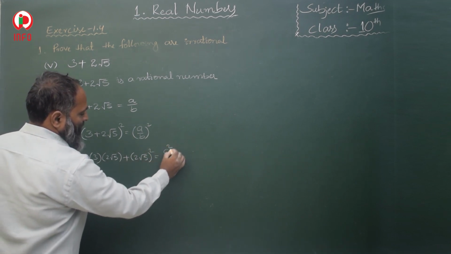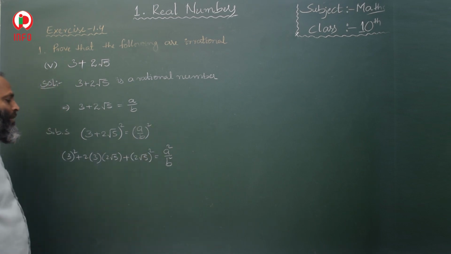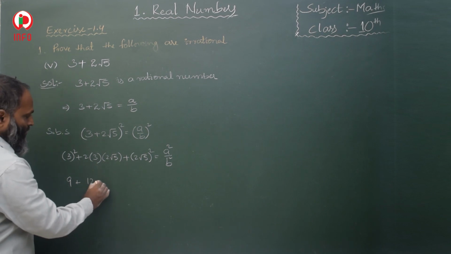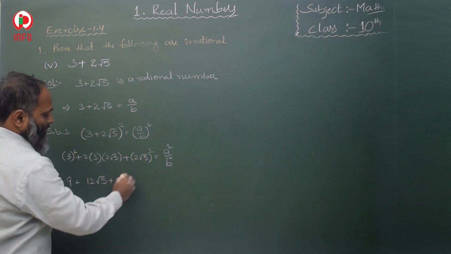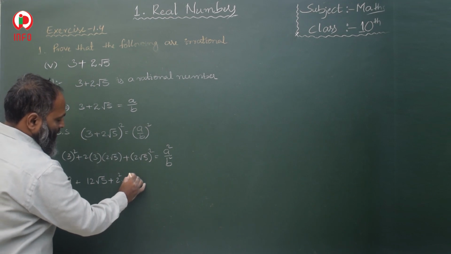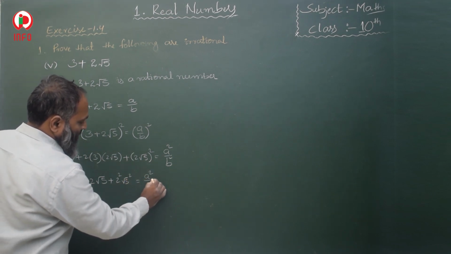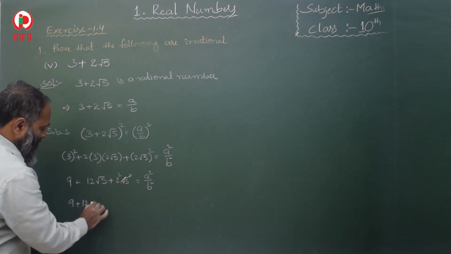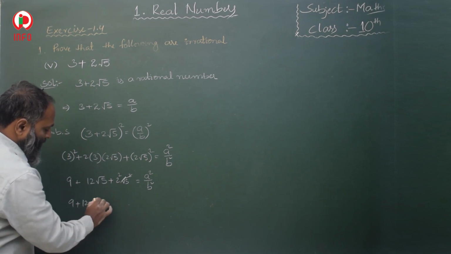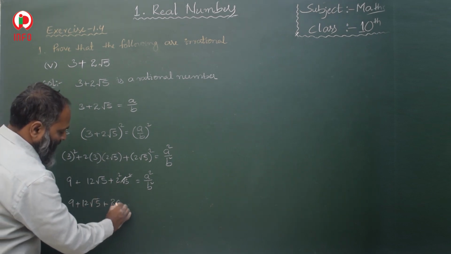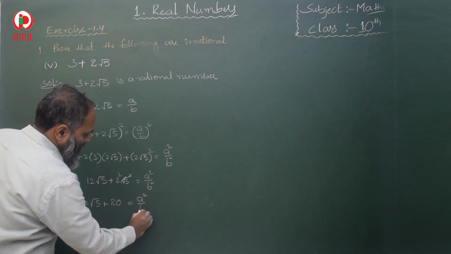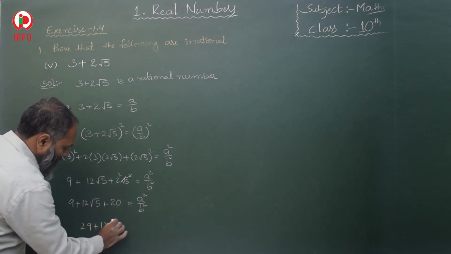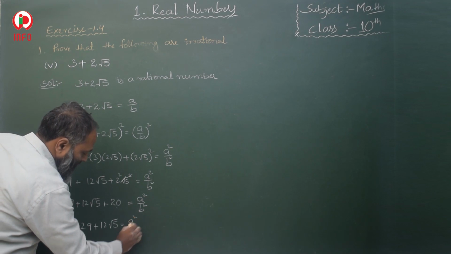This is a square by b square. a by b whole square means a square by b square. Now 3 square is 9, 2 times 3 is 6, 6 times 2 is 12, so 12 root 5, plus 2 square times root 5 whole square. The square root will get cancelled. So 9 plus 12 root 5 plus 2 square 4, 4 times 5 is 20, is equal to a square by b square. 9 plus 20 is 29, so 29 plus 12 root 5 is a square by b square.